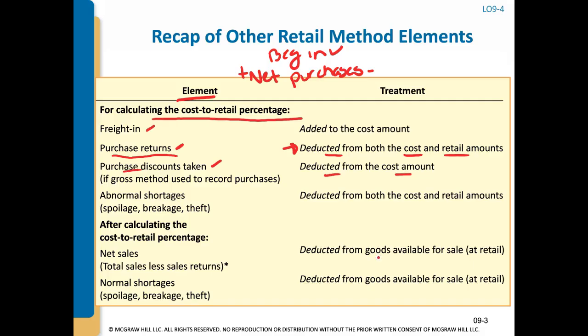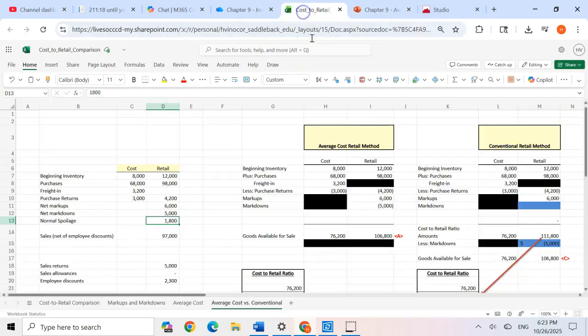We also have freight in, which is cost that companies incur while transporting their inventory. It's the transport cost essentially, and that's an additional cost to inventory. There's also what's called abnormal shortages. There's normal shortages, but there's abnormal shortages, and they're deducted for both cost and retail. And so there's just a lot of nuances between the element and how it's treated for the purposes of the calculation. So I think the best way to see it is to go through an example.